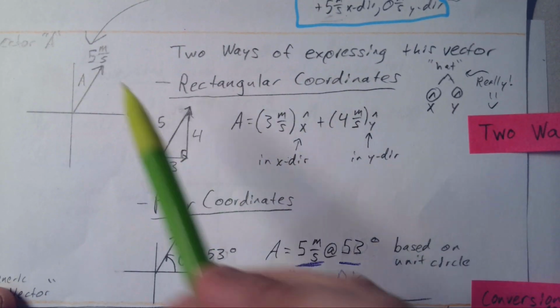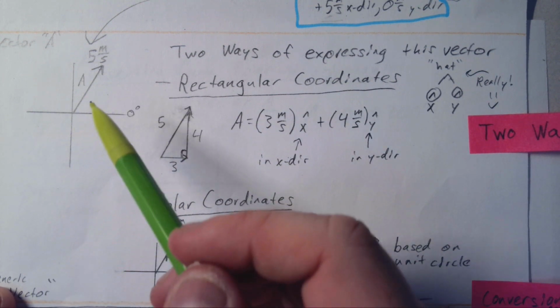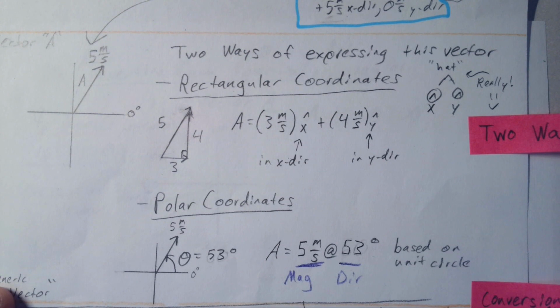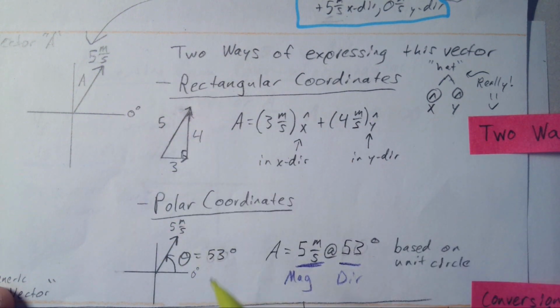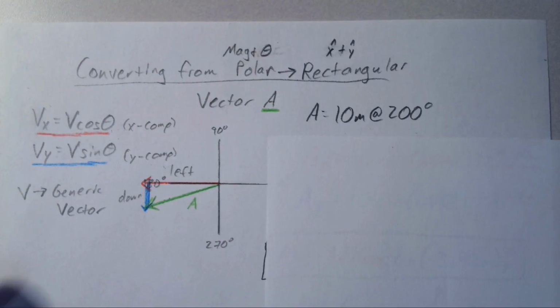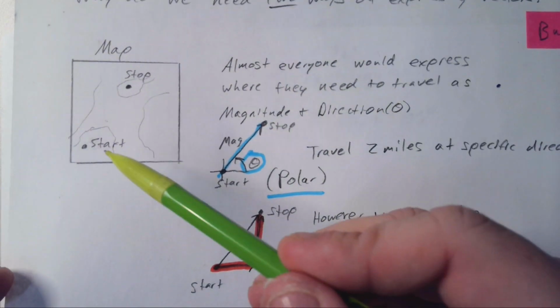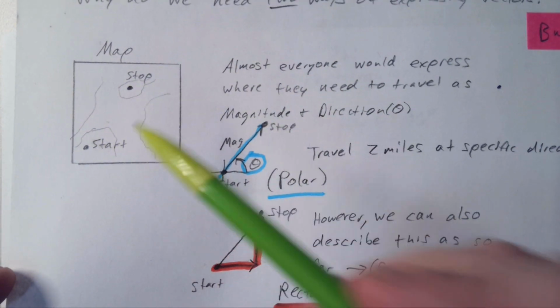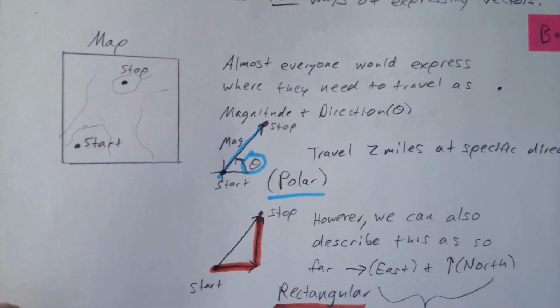You can either express this in how far you have to move in a certain x direction, or how far you have to move in a certain y direction. But you can also express it just in terms of how far you're moving and then where that is relative to the 0-degree axis on a unit circle. We also discussed why there are two ways, even with a map. You could say, I want to go how far in a certain direction, but you could also express how far you have to move laterally and up and down.